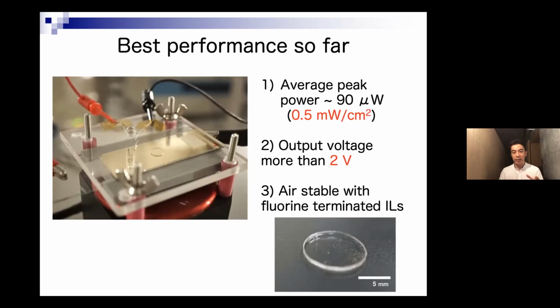So if you enhance the surface area, of course, more power is obtained. And the output voltage is more than 2 volt. So it depends on how much voltage we apply to form the electric double layer. And also, if you use fluorine terminated ionic liquid, this electrode is air stable. It means that we can also use this electrode inside the air, even in the very high humidity in Japan.